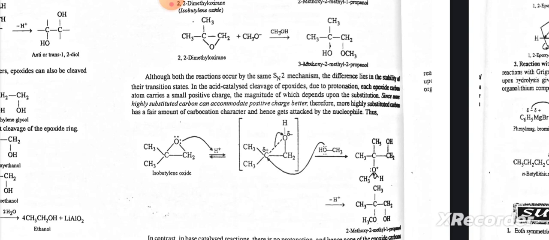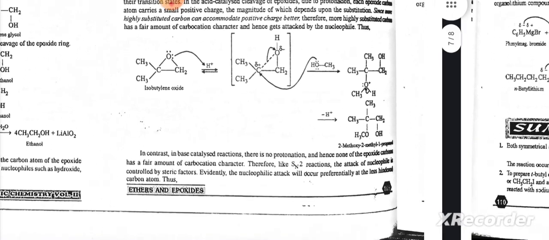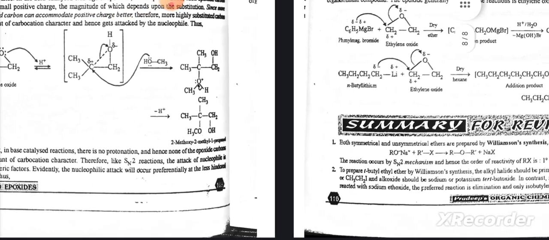In the acid catalyzed cleavage of epoxide, due to protonation, each epoxide carbon atom carries a small positive charge, the magnitude of which depends upon the substitution. Since a highly substituted carbon can accommodate positive charge better, the more highly substituted carbon has a fair amount of carbocation character and hence gets attacked by the nucleophile. In contrast, in a base catalyzed reaction there is no protonation and hence none of the epoxide carbons has a fair amount of carbocation character. Therefore, like SN2 reactions, the attack of the nucleophile is controlled by steric factors. Evidently, the nucleophilic attack will occur preferentially at the less hindered carbon atom.